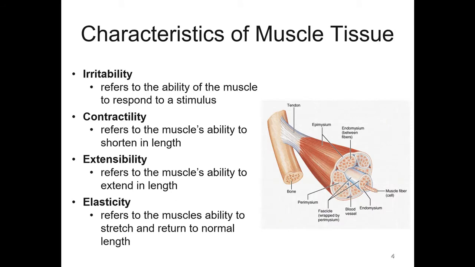Muscle has 4 key properties that allow us to contrast it with other types of tissues in the body. These properties are irritability, contractility, extensibility, and elasticity. Irritability refers to the ability of a muscle to respond to a stimulus. Contractility refers to the muscle's ability to shorten in length. Extensibility refers to a muscle's ability to extend in length. And elasticity refers to the muscle's ability to stretch and return to normal length.